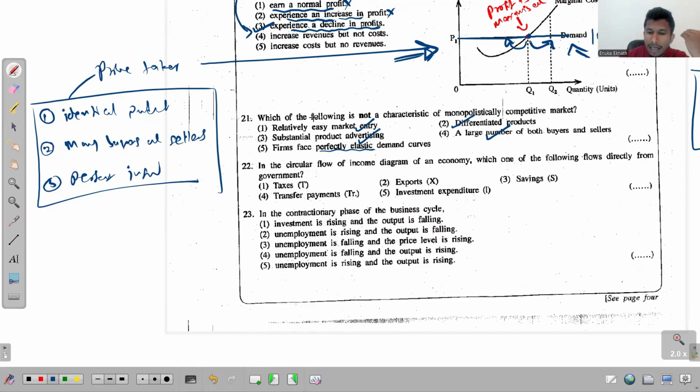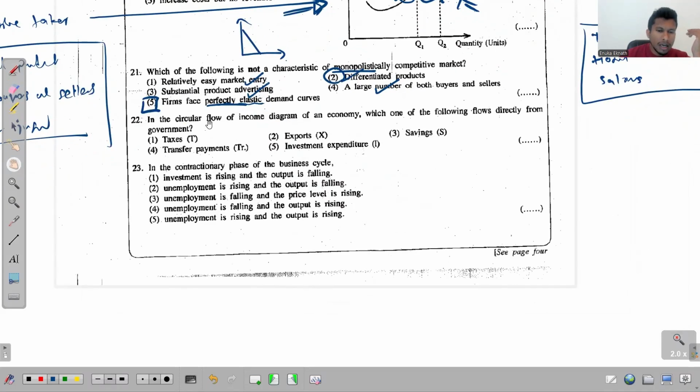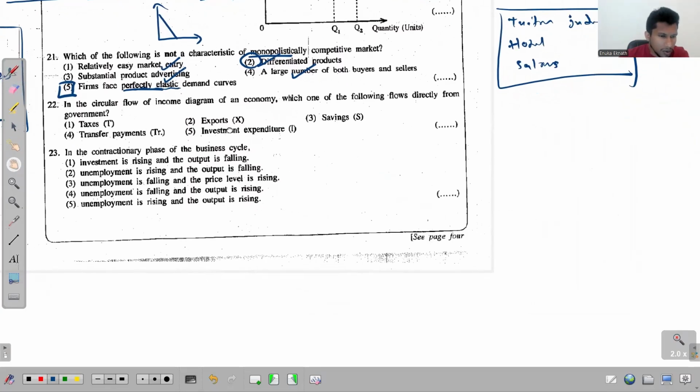As we discussed here, in monopolistic competition, we have differentiated products, so the firm is capable of changing prices. In this case, the firm faces a downward sloping typical demand curve. And our answer is the fifth one, because this is not a characteristic of monopolistic competition. Right. Look at question 22.